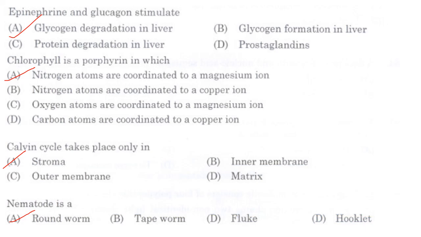Chlorophyll is a porphyrin in which nitrogen atoms are coordinated to a magnesium ion. This is also a repeated question. Then the Calvin cycle takes place in the stroma. This is also a repeated question. Then next one. Nematode is a roundworm. Answer is option A.